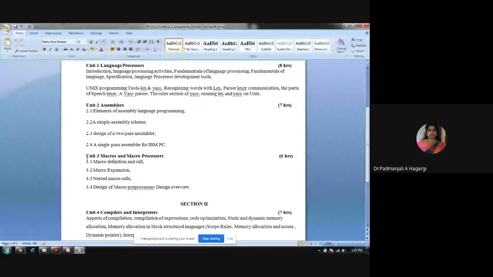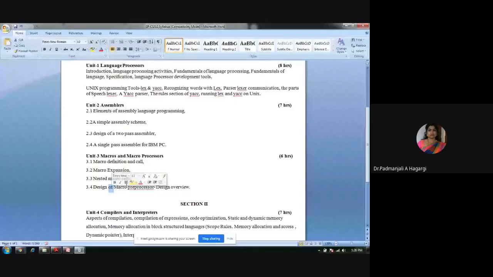First is macro definition and call, which I told you in the previous class, and macro expansion we have also finished. Next is nested macros, and the design of a macro preprocessor, that is the design overview. So these two topics I shall cover today: nested macro calls and the design of a macro preprocessor, in which we shall see the overview design.